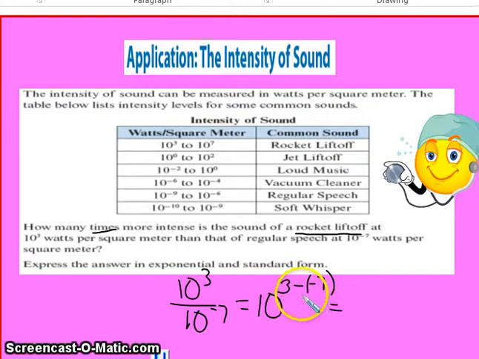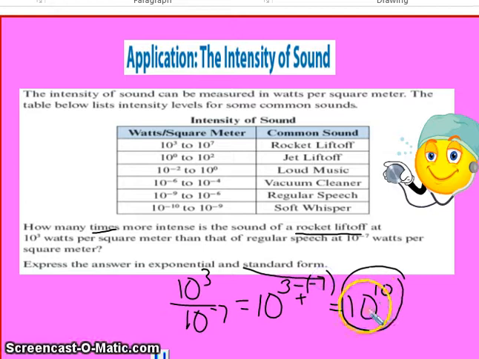Now, 3 minus negative 7 is really 3 plus 7, right? So I have 10 to the 10th. Now, this is my answer expressed in exponential form. However, they also want it expressed in standard form. So I have to take 10 to the 10th power. Now what that means is that I am going to have a 1 with 10 zeros. So it would be 1 and then 1, 2, 3, 4, 5, 6, 7, 8, 9, 10, and then again, commas every 3rd. So I have 10 billion times more intense.